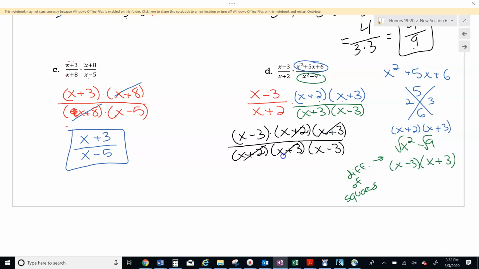My x plus 3's. Everything cancels out. So what happens when everything cancels out? It's the same as 1 over 1, which equals 1. Okay? Again, when something cancels out, it leaves behind a 1, not a 0. Okay? You can't divide and get 0. All right.